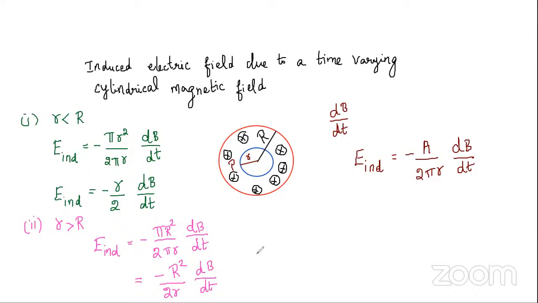And the third case we will be discussing is small r equal to capital R. So small r equal to capital R. In this case, your induced electric field is actually maximum. So that is R by 2 dB by dt.